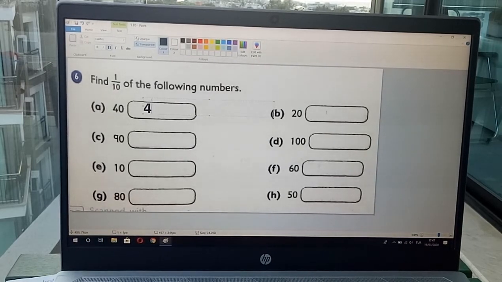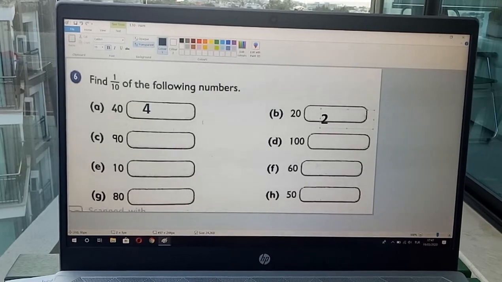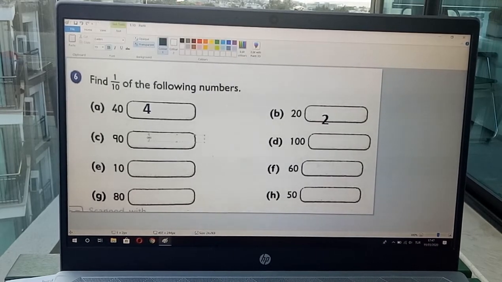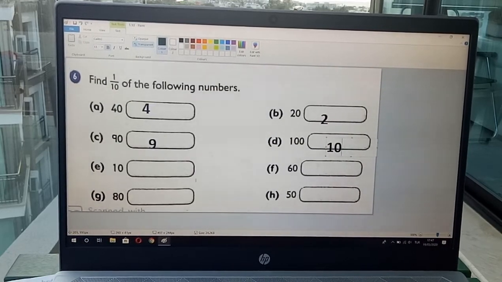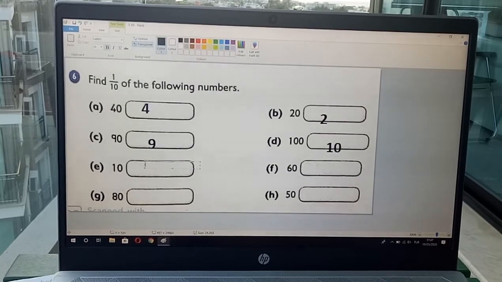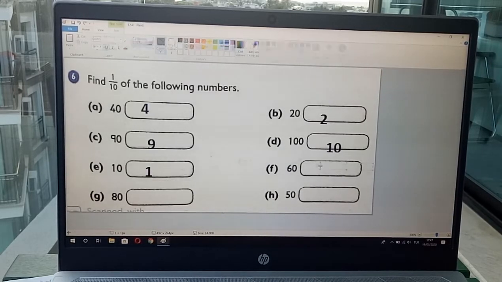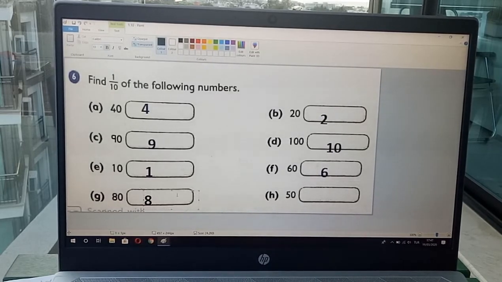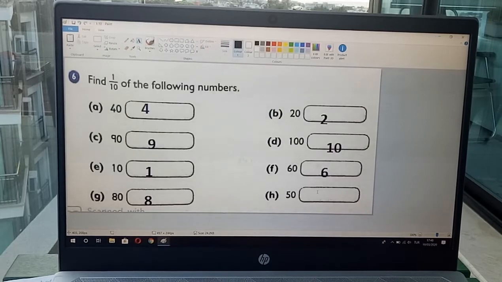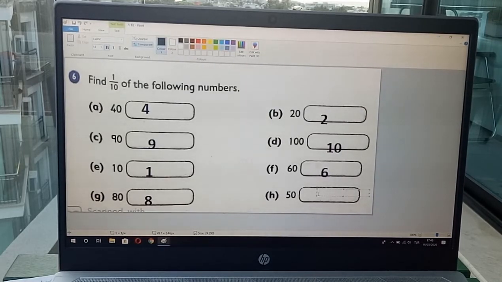Letter B, 1/10 of 20 is 2. 1/10 of 90 is of course 9. 1/10 of 100 is 10. Letter E, 1/10 of 10 is 1. Letter F, 1/10 of 60 is 6. Letter G, 1/10 of 80 is 8. And letter H, 1/10 of 50 is 5.